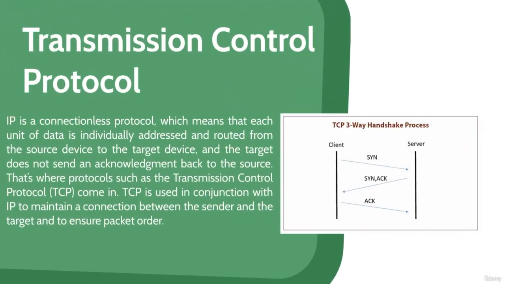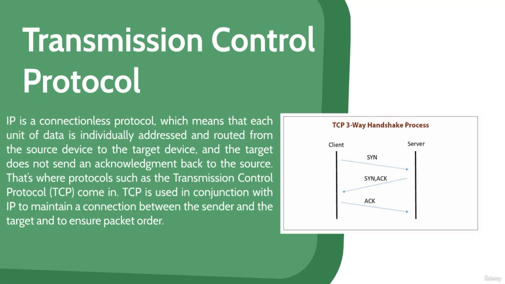Transmission Control Protocol. IP is a connectionless protocol, which means that each unit of data is individually addressed and routed from the source device to the target device, and the target does not send an acknowledgement back to the source. That's where protocols such as the Transmission Control Protocol, TCP, come in. TCP is used in conjunction with IP to maintain a connection between the sender and the target and to ensure packet order.